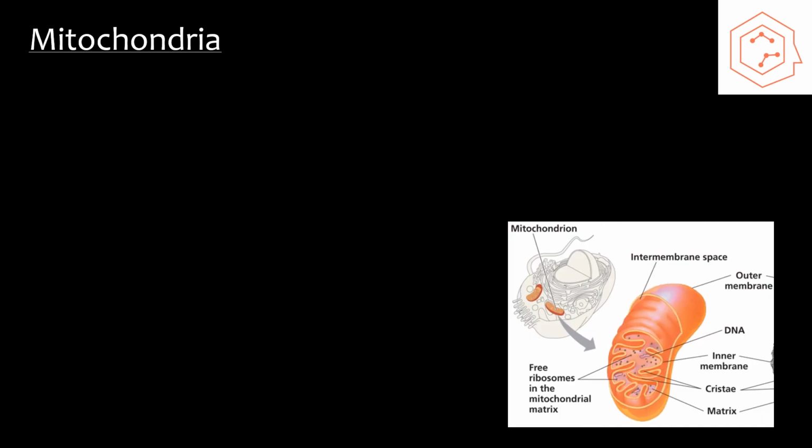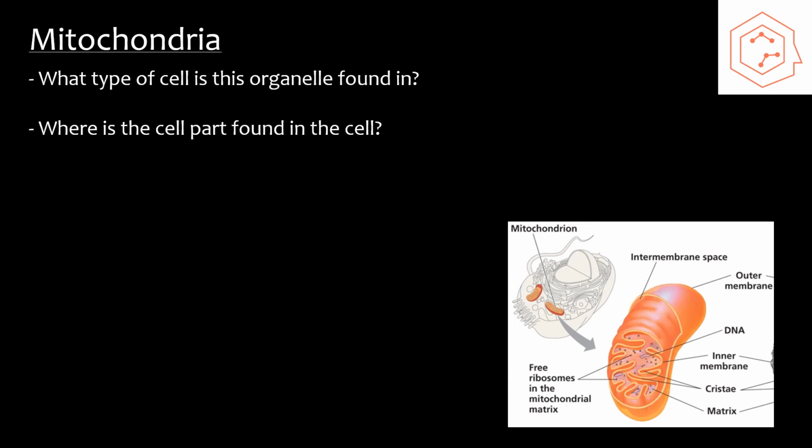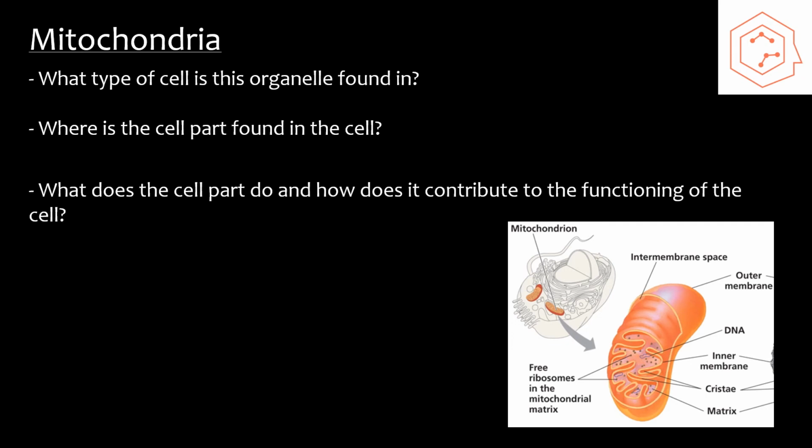The mitochondria is found in all eukaryotes, so this includes plant and animal cells. It is found within the cytoplasm, and it carries out a function called oxidative metabolism. What does that mean? It is a metabolic process that converts energy from macromolecules to ATP using oxygen. So it will ultimately produce ATP using oxygen.